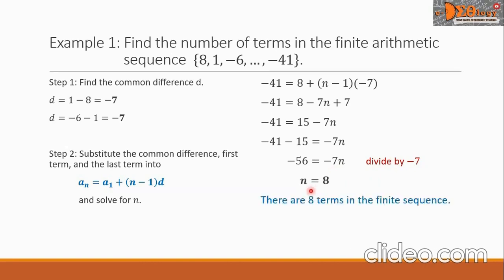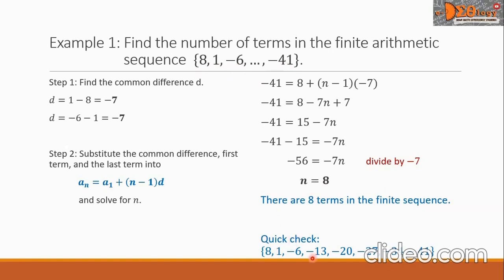And this value here is the number of terms. We can say that there are 8 terms in the finite sequence. Just for us to have a quick check, since our n, or the number of terms, is small, we can try to write all the terms of this finite sequence. So the 8 is here, also 1 and negative 6.